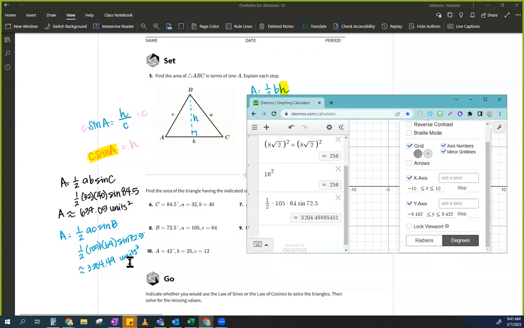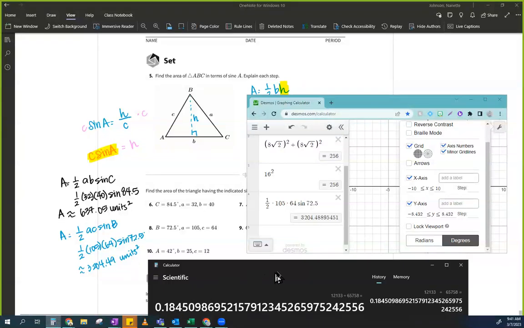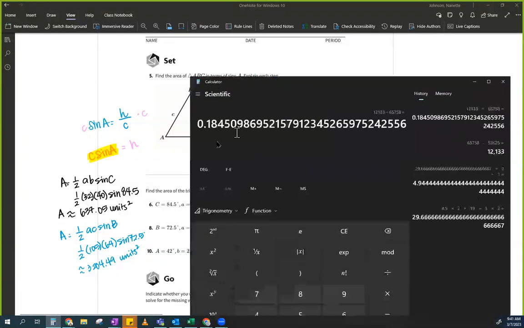How do we check if we're in degrees? So over here in the little settings, you scroll all the way down, and degrees should be highlighted. If you're using just a regular calculator like this, it should say DEG in the corner somewhere on the screen. And if you want to toggle it back, like let's say it says RAD, then you toggle it until you get it to say DEG.